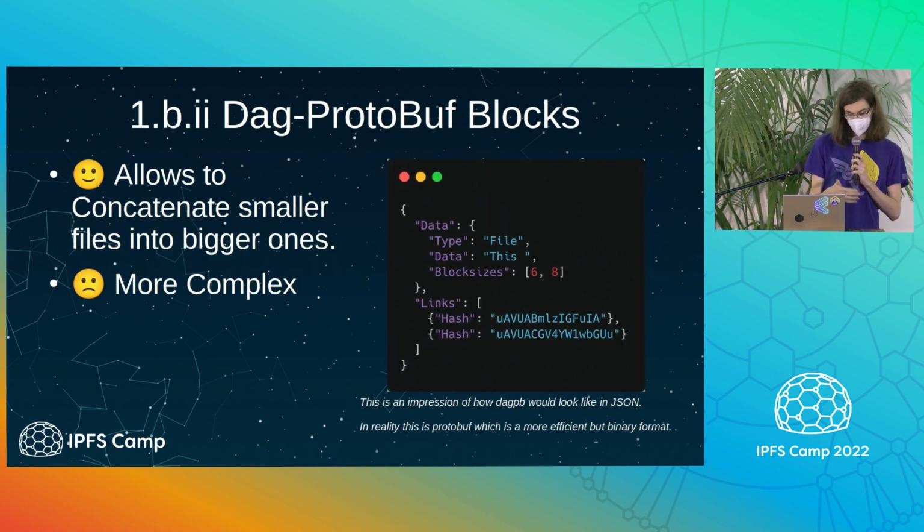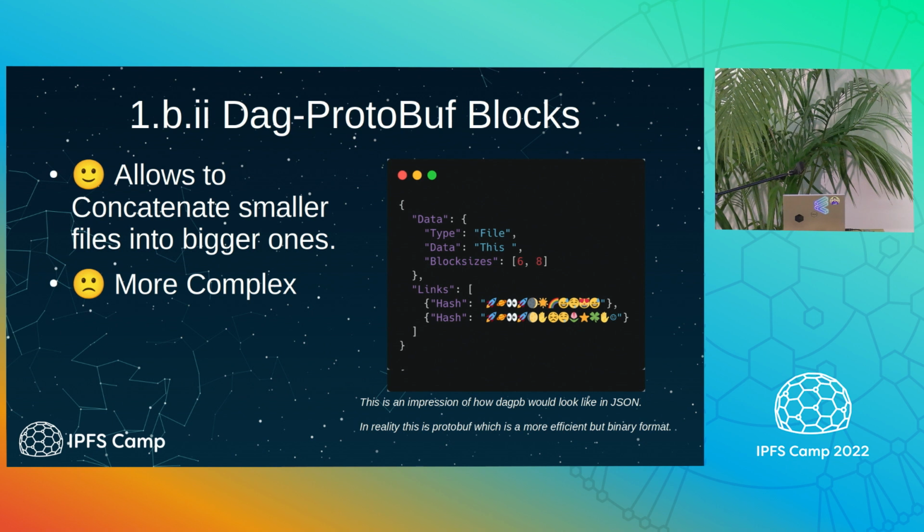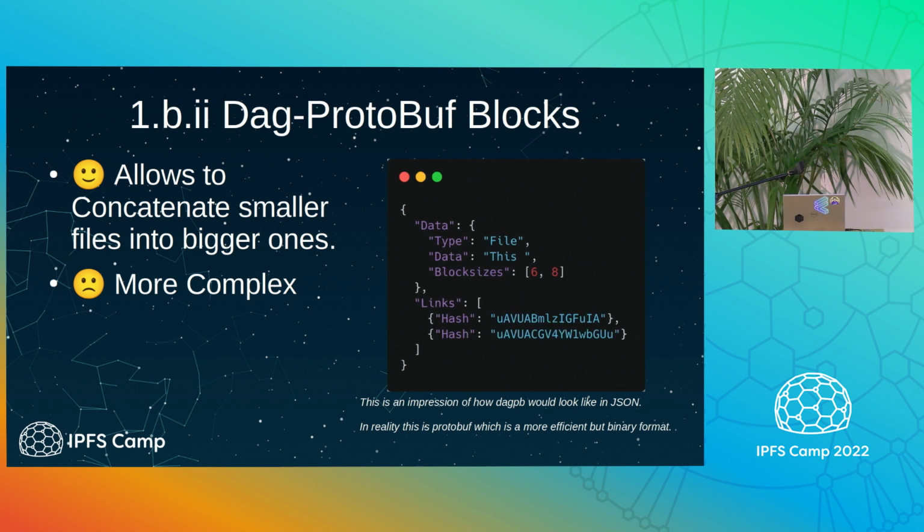The more complex one, which is where you can do magic, is DAG-PB. This is a protobuf-based format, and it has many fields. The first one, type. Right now we have a file, but we can also have directories and other stuff. It has some data, which is data contained in the file. So it's some of the content of the file.